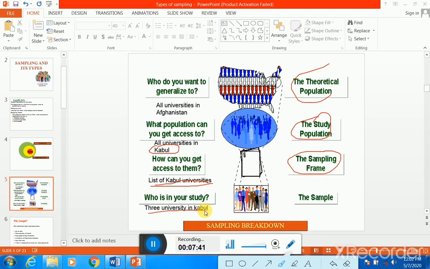Now that is the specified target, is it? And this specified target is simply known as the sample. So that is the overall breakdown of your population.